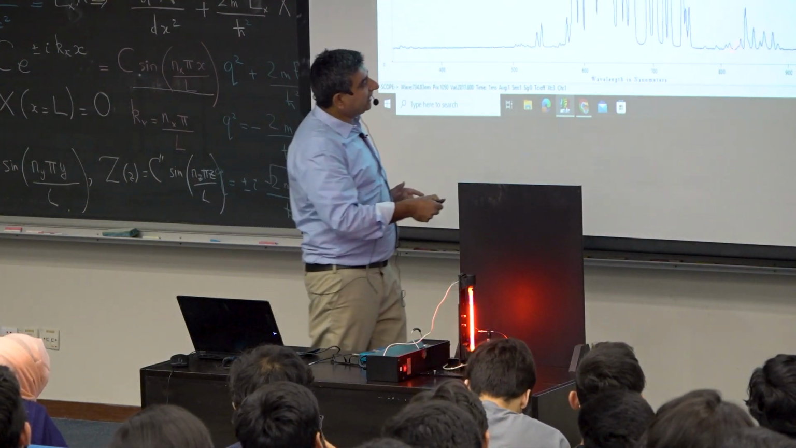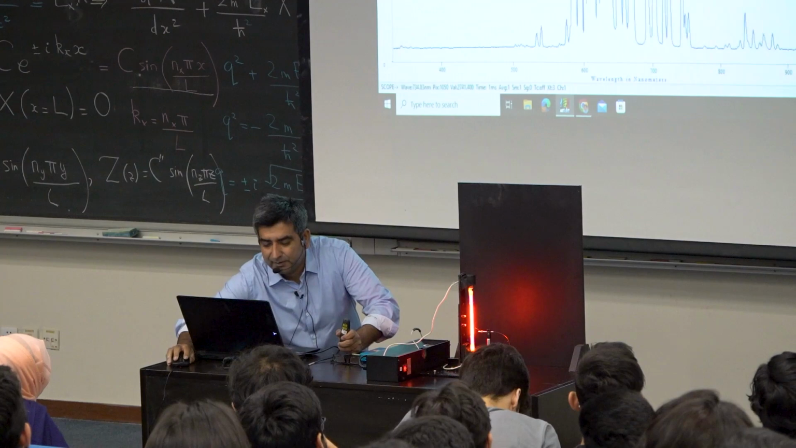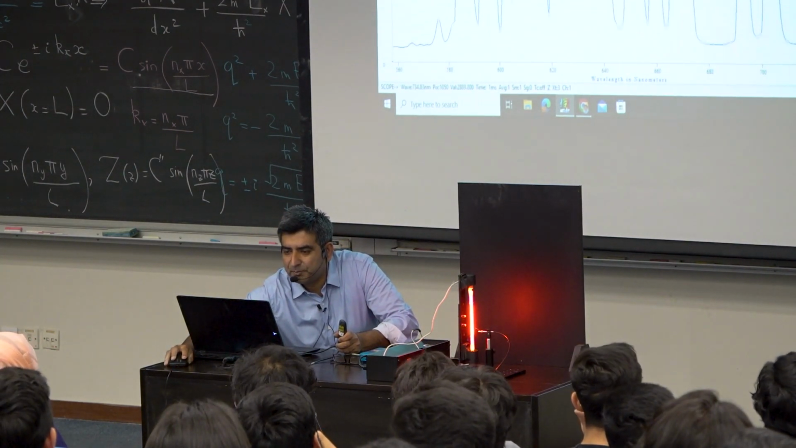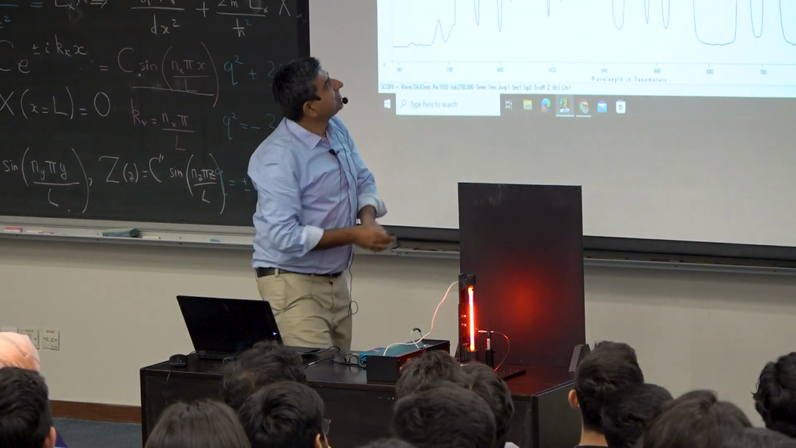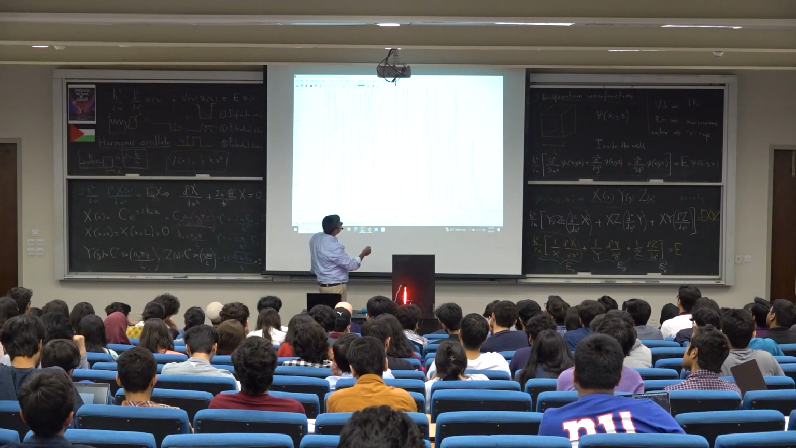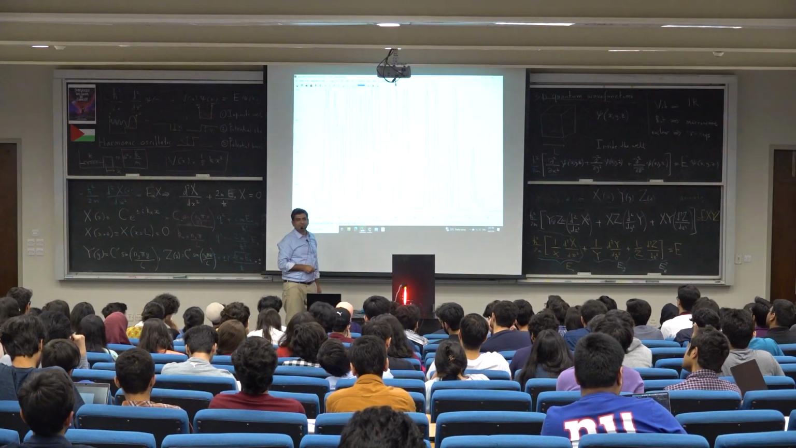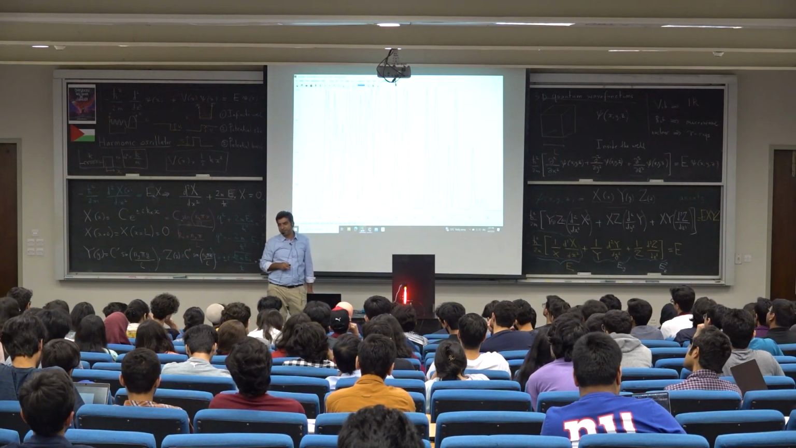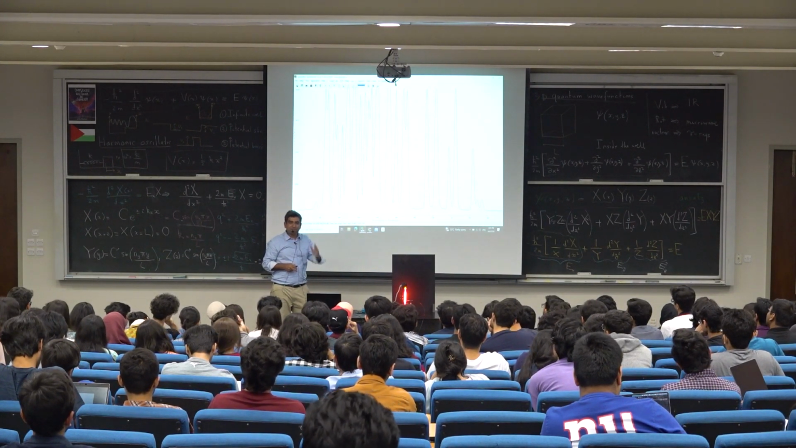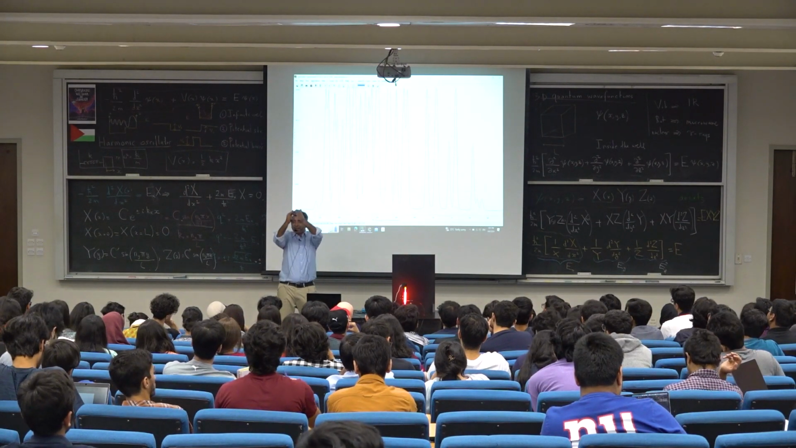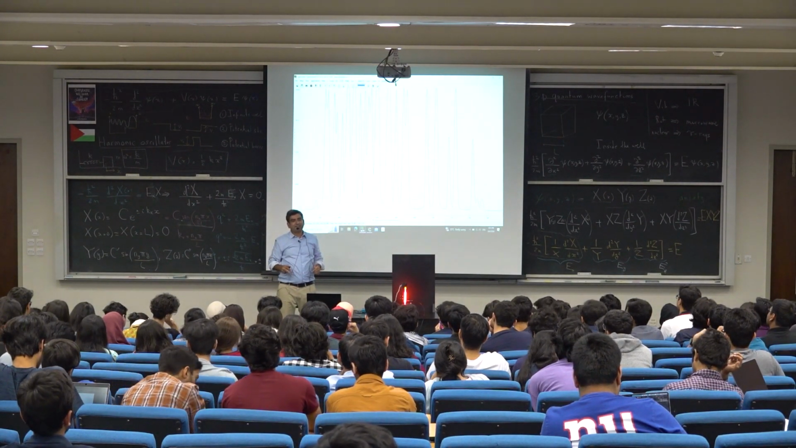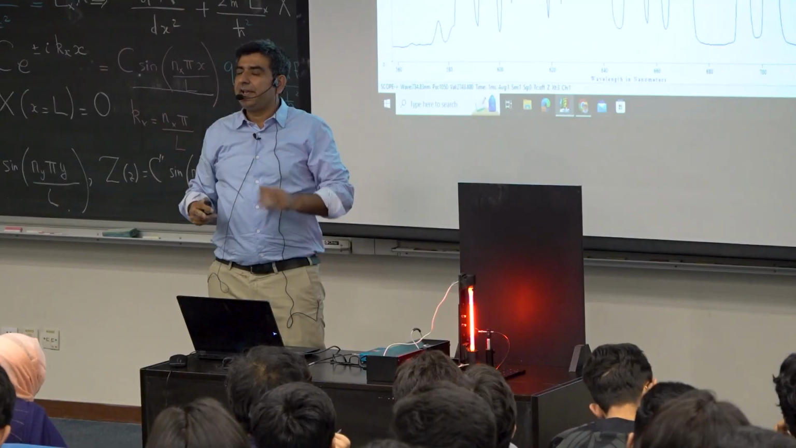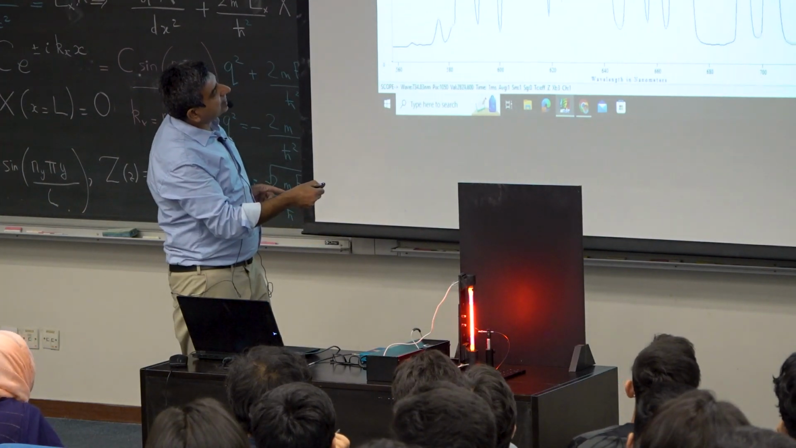And by the way, each line that you see, here I've zoomed in on some lines. Each line that you see has a distinctive shape. That shape tells us the speed of the molecules inside the gas. It's not a point, it's not a Dirac delta function, it's a peak. That peak can be of a Lorentzian or a Gaussian shape. The peaks have different widths as well.